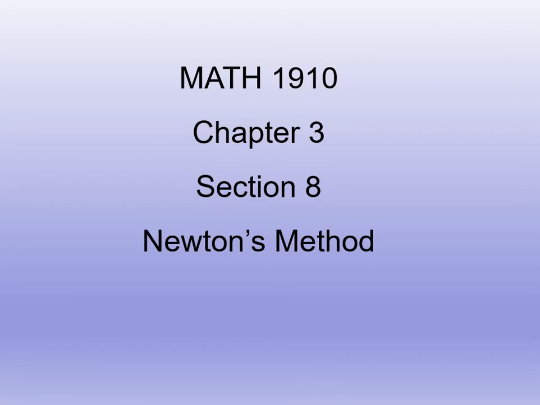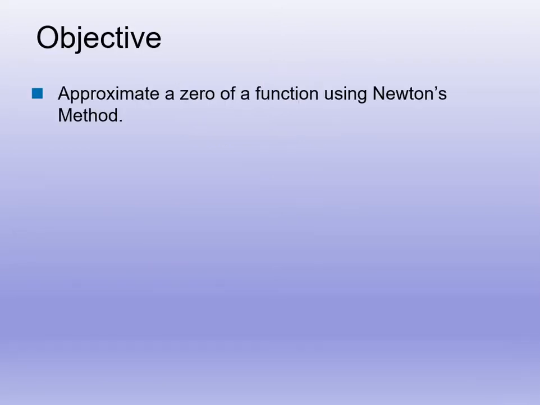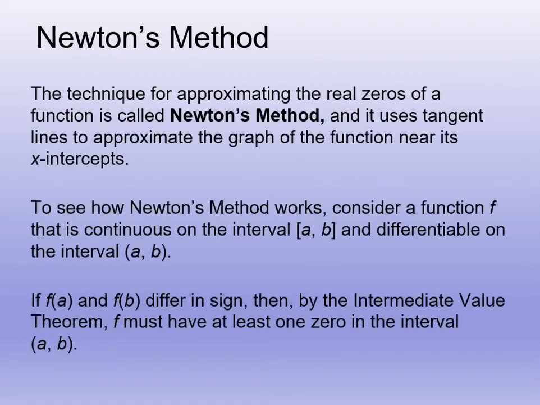We are in Chapter 3, Section 8. Going to go through Newton's method. Newton's method is really just a way that we approximate finding a zero. It's a technique where we use tangent lines to approximate the graph of the function near its intercepts.